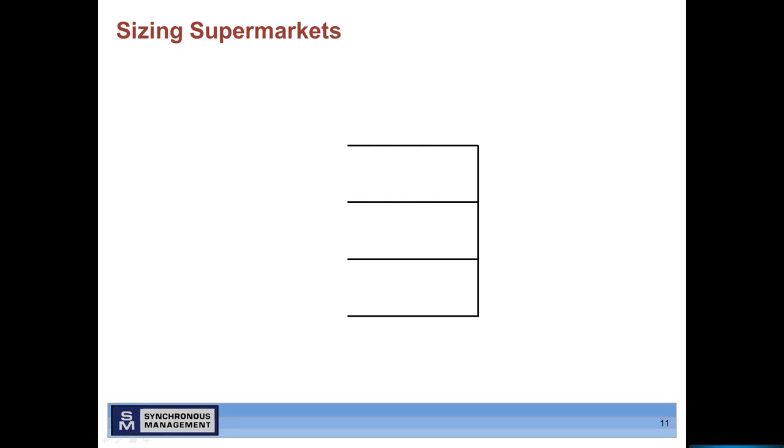So let's talk about sizing. I think it's really important to get the math right, so I want to go through a little bit on sizing supermarkets. There's a symbol for a supermarket. Every supermarket has a supplier and can have a number of customers.